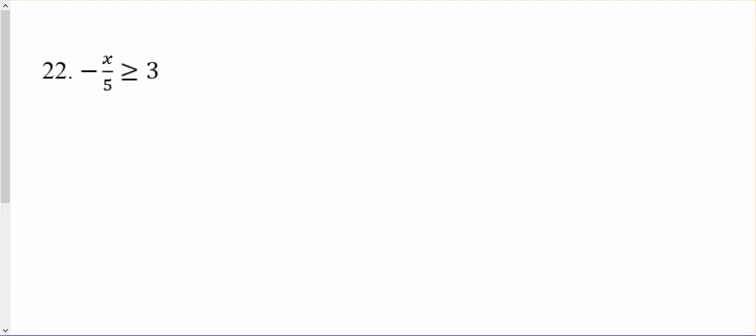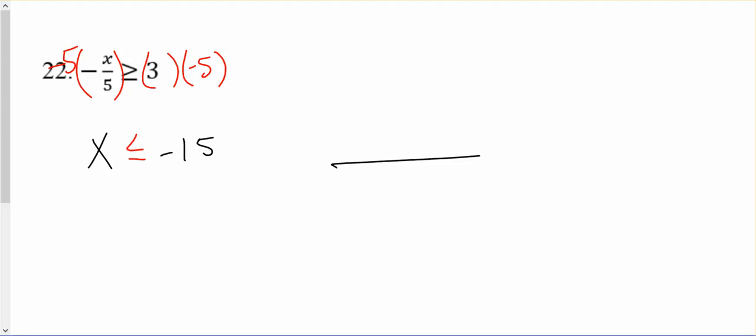22. X is being divided by negative 5, so we'll multiply both sides by negative 5. We need to remember to reverse the inequality symbol. We get x is less than or equal to negative 15. So we're at negative 15. We've got the equal symbol, so we're a closed circle. Less than goes to the left.